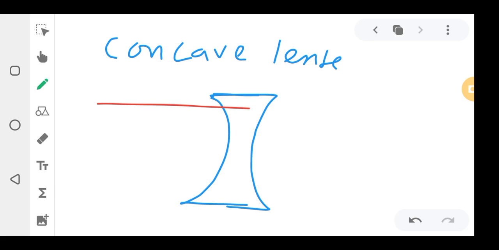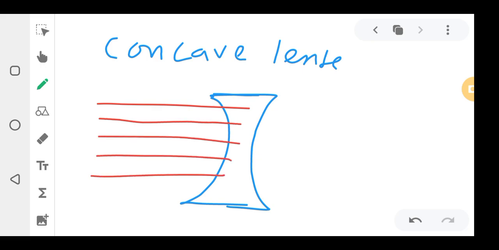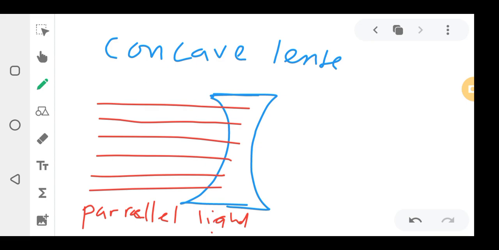When the parallel light is coming like this, this is parallel, this is parallel. Okay, you already know what parallel means. So parallel light, as it is coming like this, what happens to it? This is a ray of light, this is a ray of light, this is a ray of light.